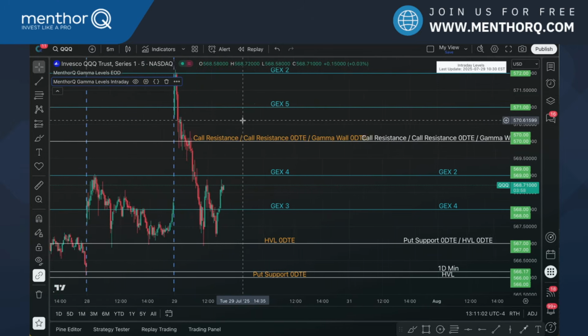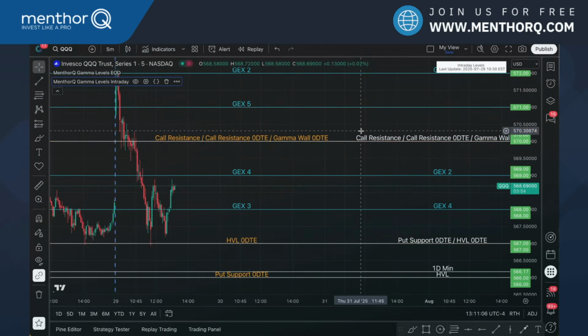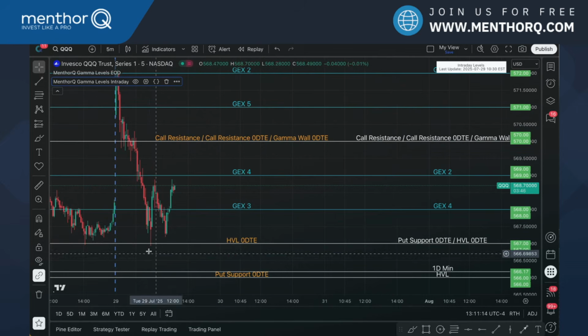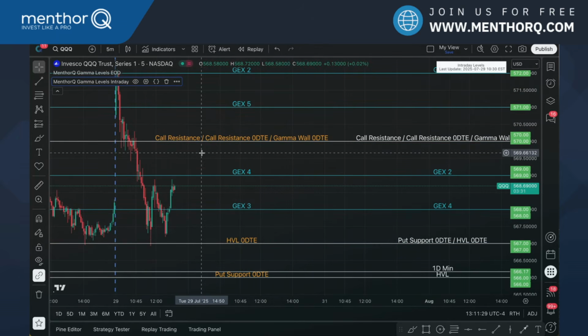So on the left side, we have our end of day, and on the right side in white, we have our intraday. What we can see, again, very important, this was the barrier for today on QQQ, right? We touched the put support and HVL 0 DTE. This is coming from our intraday snapshot at 10:30. So again, I probably should refresh that as well. But at that time, this was a very important ceiling.